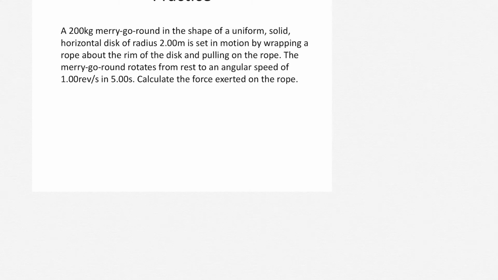In this practice, a 200 kg merry-go-round in the shape of a uniform solid horizontal disc of radius 2 meters is set in motion by wrapping a rope about the rim of the disc and pulling on the rope. The merry-go-round rotates from rest to an angular speed of 1 revolution per second in 5 seconds. Calculate the force exerted on the rope.